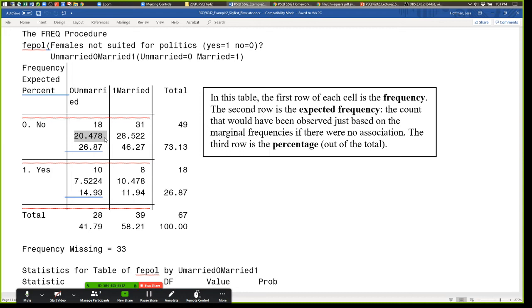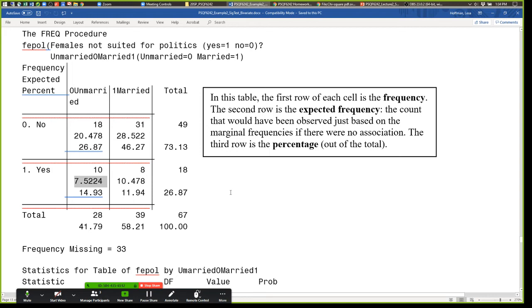So note the expected cell counts in this case have decimals. 20.5 people were expected. It's a little weird, but the math makes it that way. So more people were expected than were present in this cell. Likewise, if I go down here, people who were unmarried, who said, yes, women should not be in politics, there were 10 people who said that, and there were 7 people who were supposed to be in that cell, the expected cell counts.